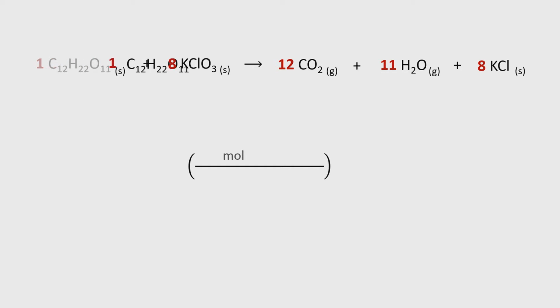chlorate as 1 mole of C12H22O11 to 8 moles of KClO3. Each numerator or denominator of the conversion factor must have three parts: the value from the balancing coefficient, the units, which are moles, and the chemical formula for the substance. The values in the stoichiometry conversion factor are exact. They are not measured values, and so we ignore them for sig figs.